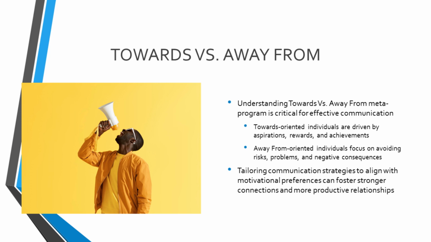Conversely, away from oriented individuals focus on avoiding risks, problems, and negative consequences. Their motivation stems from the desire to prevent adverse outcomes and mitigate potential threats. Effective communication with away from oriented individuals involves highlighting potential pitfalls, offering solutions to avoid negative scenarios, and ensuring that they feel secure and protected from risks. Recognizing whether someone is towards or away from oriented can significantly impact how they process information and make decisions. By tailoring communication strategies to align with these motivational preferences, one can achieve clearer understanding and more impactful interactions, ultimately fostering stronger connections and more productive relationships. Leveraging these metaprograms is crucial for effective adaptive communication.